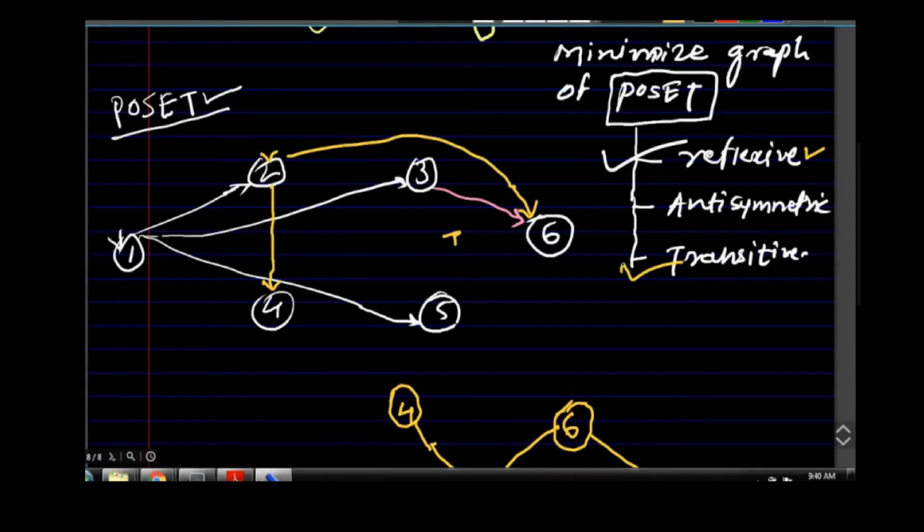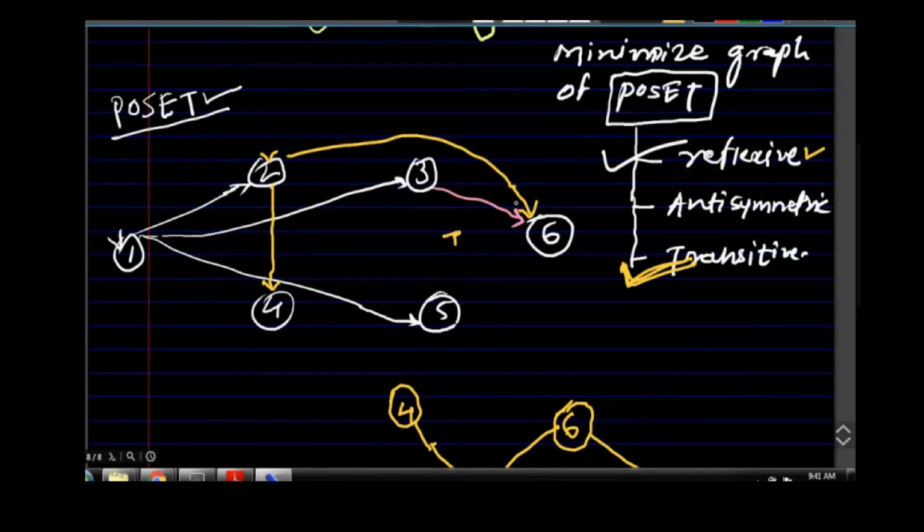Then the next task you have to do is remove the transitive edges. So we had the edge from 1 to 2, 2 to 4. So we have removed this 1 to 4. In the previous graph, there was an edge from 1 to 4. Then we have another transitive relation from 1 to 2, 2 to 6. So we have removed this transitive edge from 1 to 6. Similarly, 1 to 3, 3 to 6, the transitive edge was the same, 1 to 6. So we have also removed that edge.